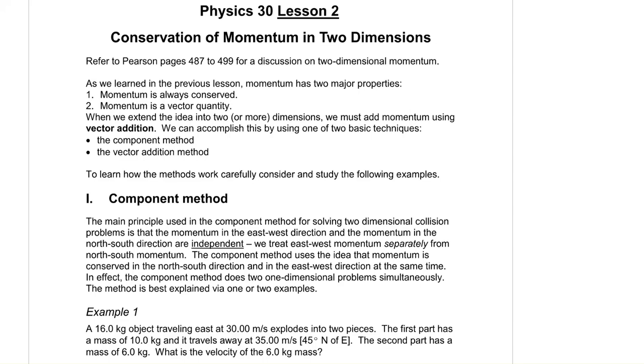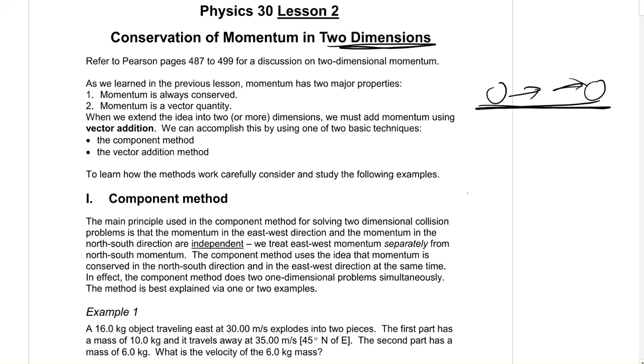Hey, Physics 30. So here's lesson 2. It's going to be similar to the last one, but it just gets a lot more convoluted because now what we're doing is conservation of momentum in 2 dimensions, right? Last time it was in 1 dimension, like a straight line, this ball hitting this ball, right?